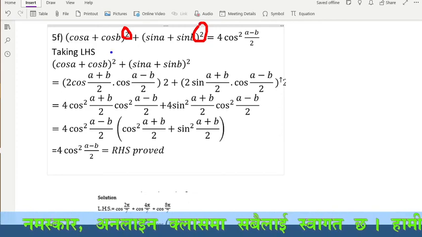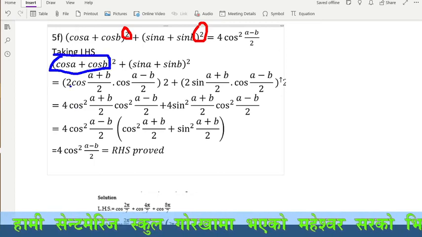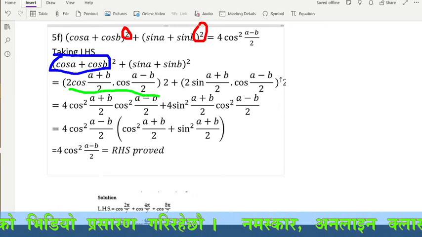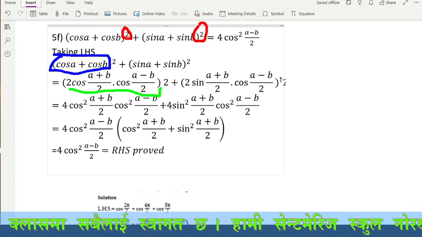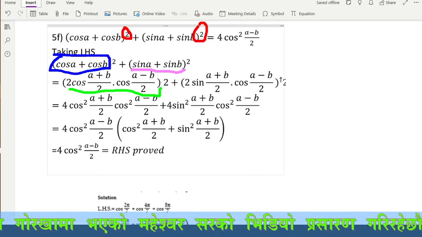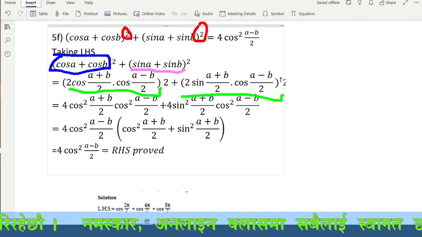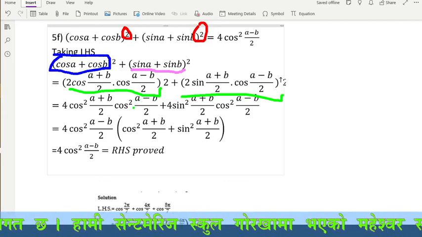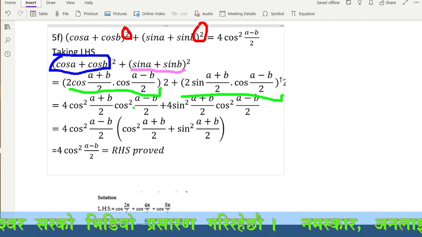So when we take this addition to product format, this is in the form of cos c plus cos d. So we have applied here the formula of cos c plus cos d as 2 cos (c plus d) by 2, cos (c minus d) by 2. Clear? In the same way we have another formula for sin c plus sin d. For sin c plus sin d we also applied the formula 2 sin (c plus d) by 2 whole square format. Then we have opened the whole square and we have got this. It's clear.